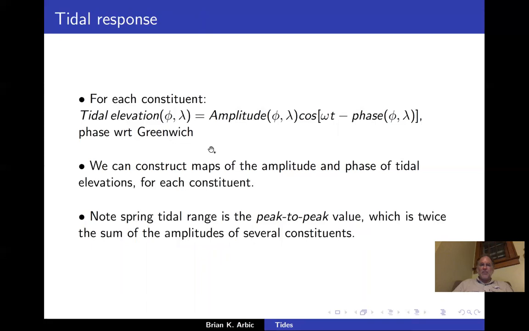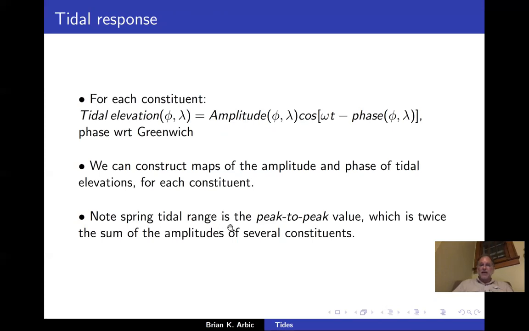Now, one important concept of tides, because they're periodic, is we can make amplitude and phase maps of them. So for each constituent, for instance, the tidal elevation as a function of latitude phi and longitude lambda can be written as an amplitude at that spot times cosine omega t minus a phase at that spot. And the phase by convention is measured against the Greenwich meridian. So we can construct maps of the amplitude and phase of tidal elevations for each constituent.